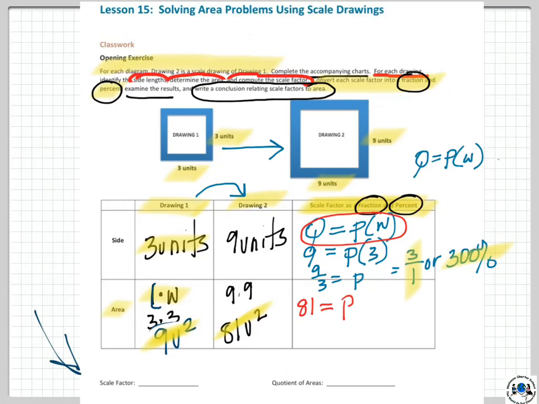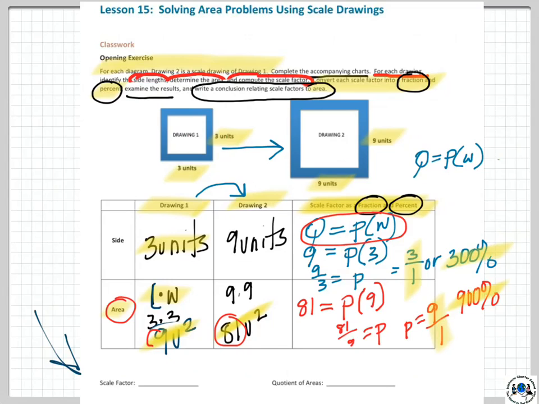And then if we move on, we have Q equals P times W again. We're going to apply it to the area. So now we have what's going to be called a quotient of areas. Quotient of areas is the term they're using for this, and that's comparing the area of your scaled drawing to the area of your original drawing. So now we plugged in our new numbers, which is 81 equals P times 9. If we follow that through, 81 over 9 equals P, and that means P equals 9 over 1, which is our fractional value, or 900%. You can see how that works out.